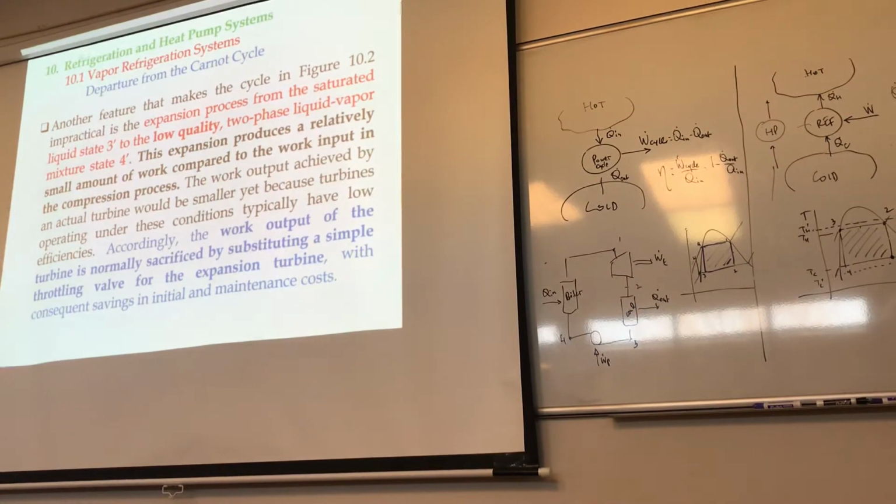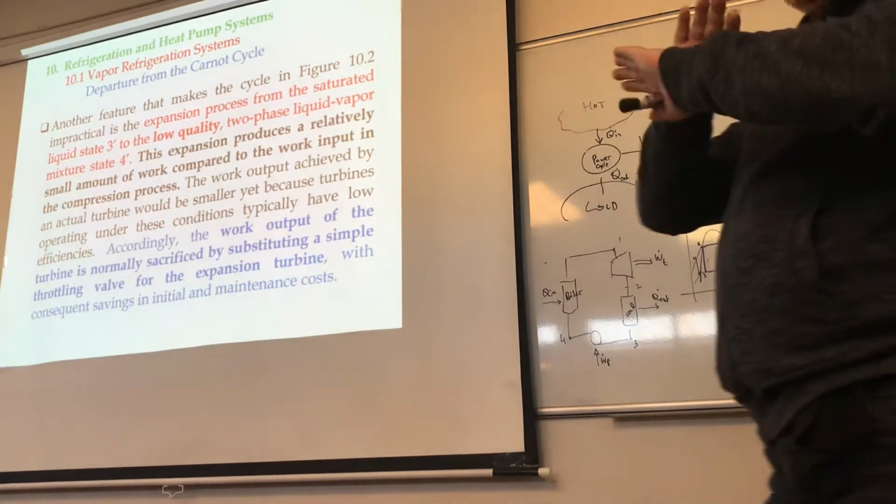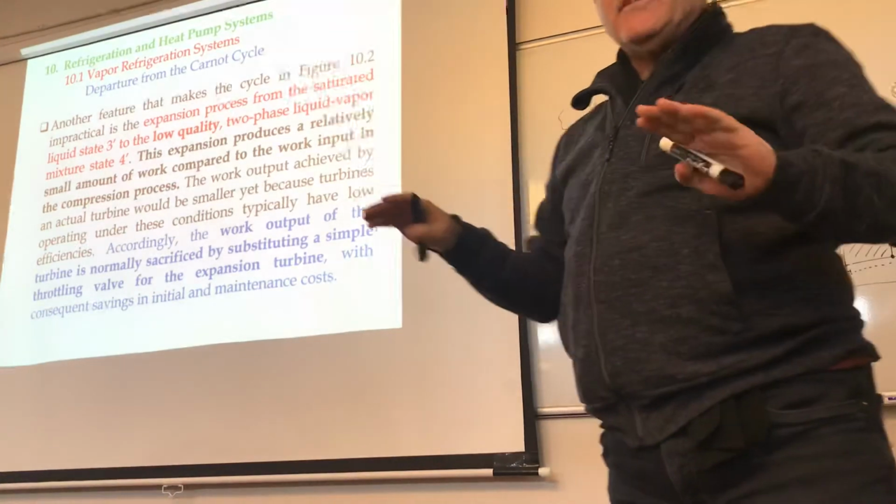The work output achieved by the actual turbine would be smaller. And this is also when you consider the fact that turbines are not really very efficient all the time. So even that small theoretical amount of work would be even smaller when you consider that the efficiency is low. Accordingly, the work output of the turbine is sacrificed. So that means in a refrigeration cycle, forget about the turbines.